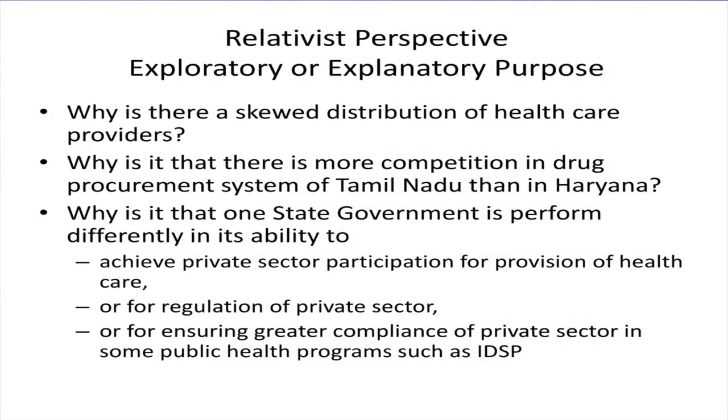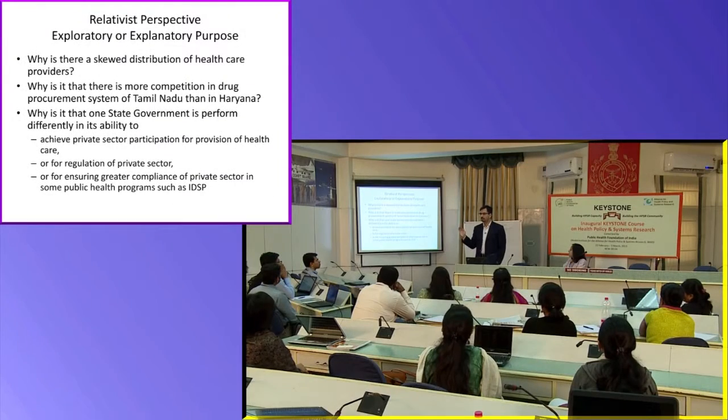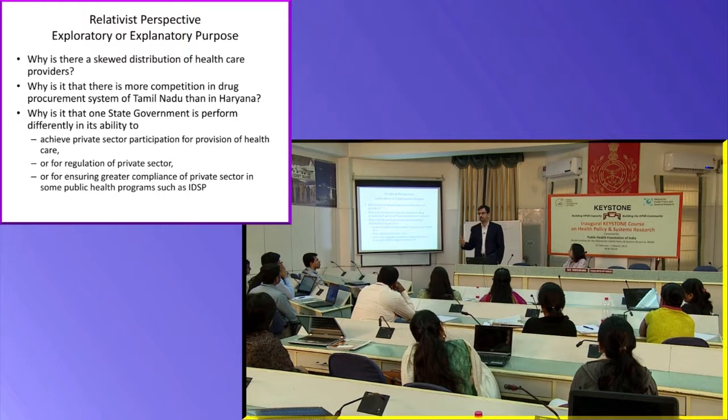Why is there a skewed distribution of healthcare providers in the rural or the urban areas? Why is it that there is more competition in drug procurement in one state than the other? So these are all the why questions. These are ideas I am giving you. I am not stating these in the form of formal questions, but just to stimulate you to think of the kind of questions that you can ask.